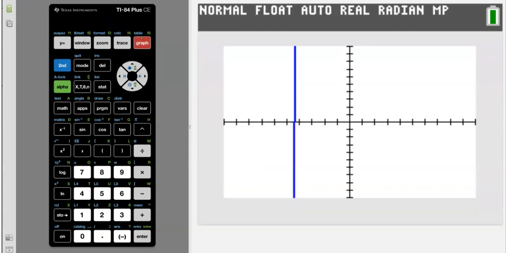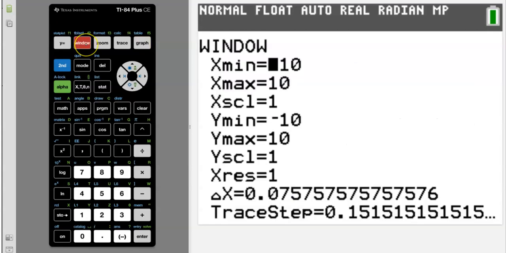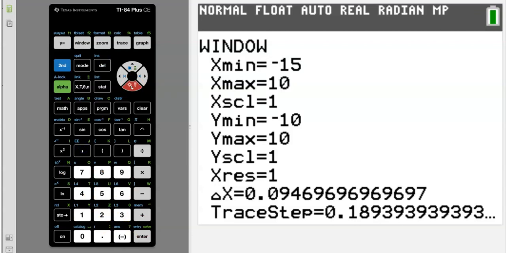Graph. Oh no, I can't see it, right? Does your screen look like mine? That's all weird. We can change our window. So push the window button. All right? Look at the graph that's on your paper. How low do the x's go on your paper? What is that, negative 15-ish? Do you see that on the left-hand side? So I'm going to go from negative 15 on my x's. What's the highest x on your graph?